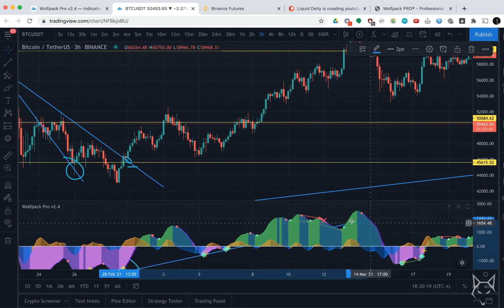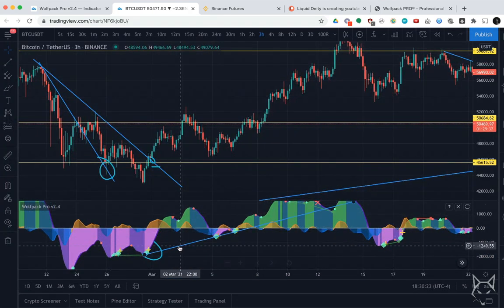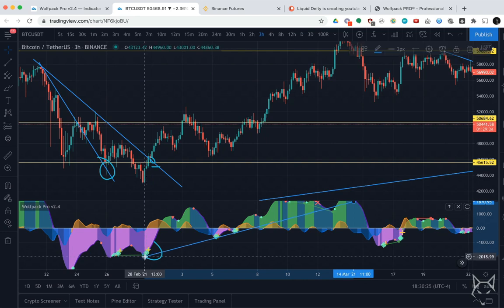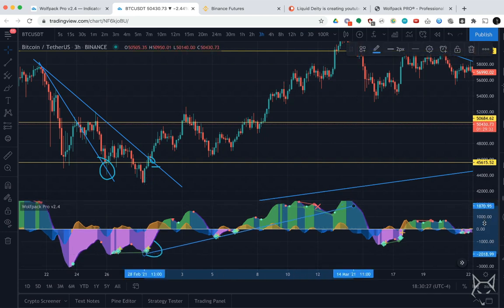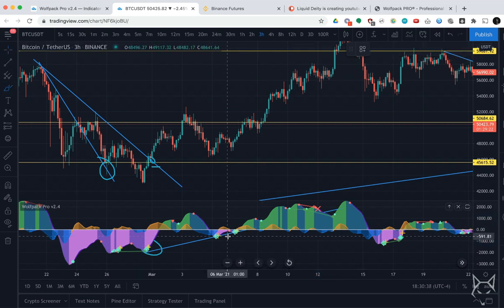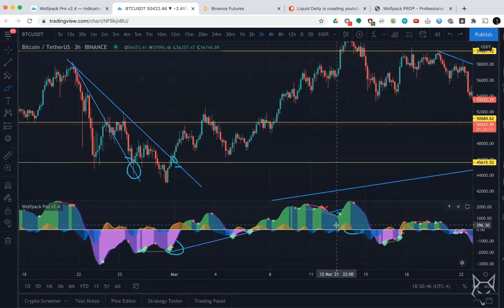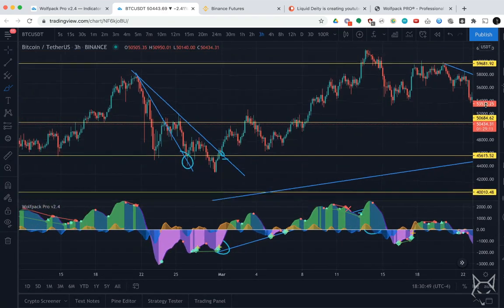I'm going to try to get this line as accurate as possible. So once we really start seeing the momentum fall below this upward sloping line, then we know that momentum is starting to slow down, and it's time to get out here.